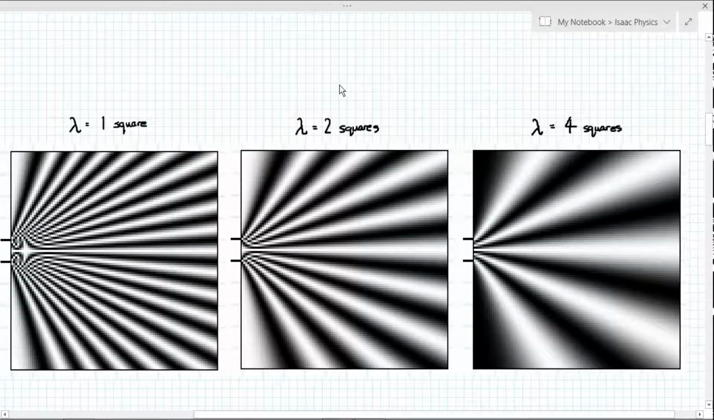Here you can see some examples of two-slit diffraction patterns. On the left hand side, the wavelength was given as 1 square. This is a rather arbitrary unit, but it shows what happens as you increase the wavelength. In the middle diagram we have 2 squares, and the right hand side 4 squares. Where we measure our fringe spacing on the right hand side is where the screen is, and you can see from this quite clearly that if the screen is closer to the two slits, indicated by these two black lines on the left, then the fringes become closer together.